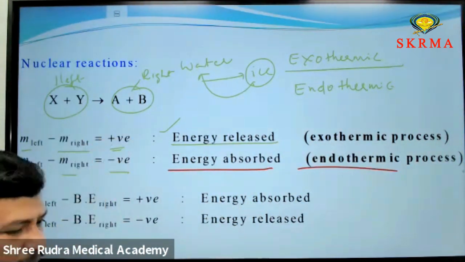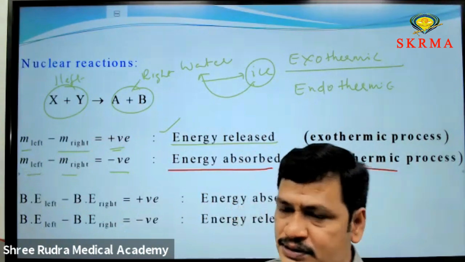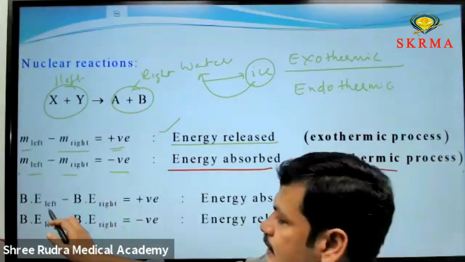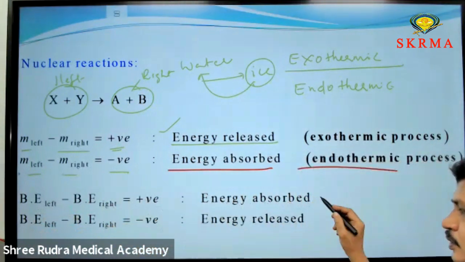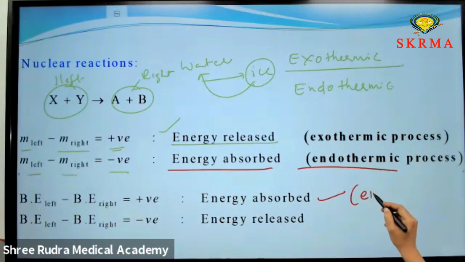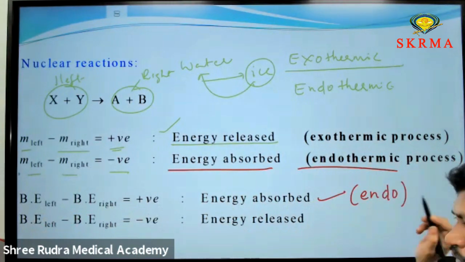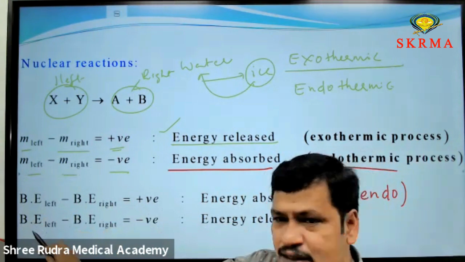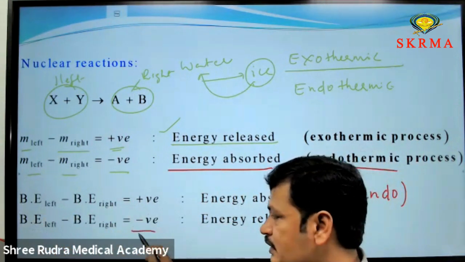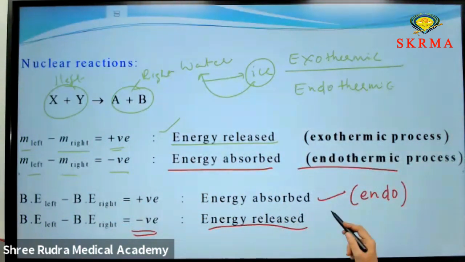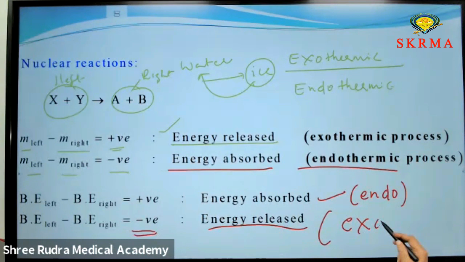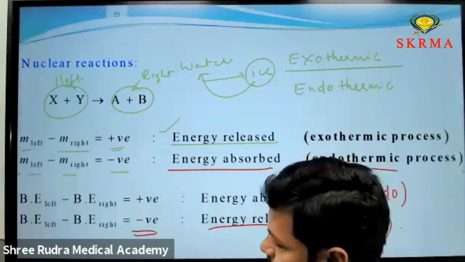The same process can be classified based upon binding energies. If binding energy left minus binding energy right is positive, that is energy absorbed, nothing but endothermic reaction. If binding energy left minus binding energy right is negative, that is energy released, nothing but exothermic reactions. These are the two different types of process generally happening in nuclear reactions.